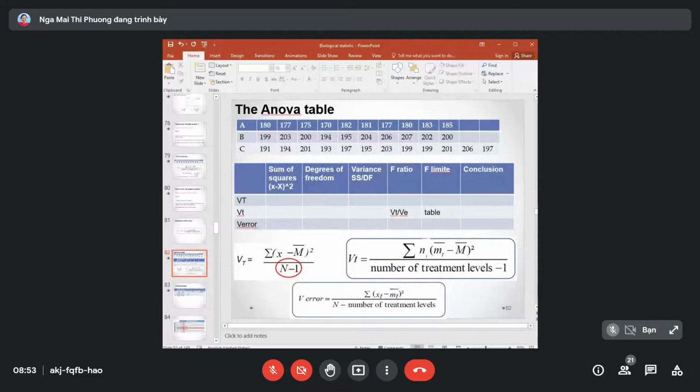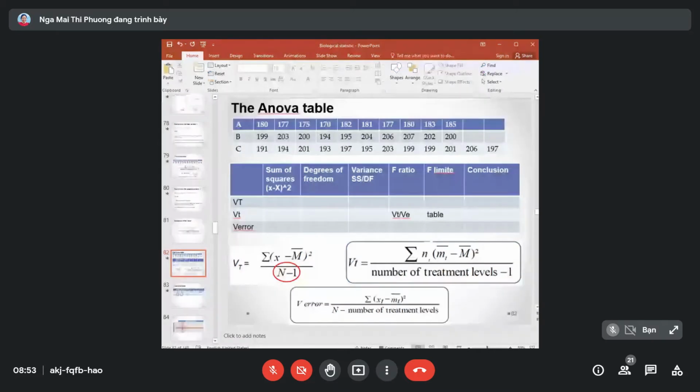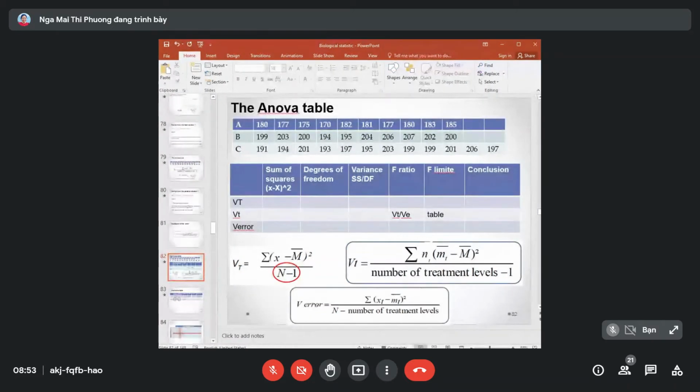Open the Excel and you calculate the table. Is that clear? Yes. Okay. Please take your time to calculate it.